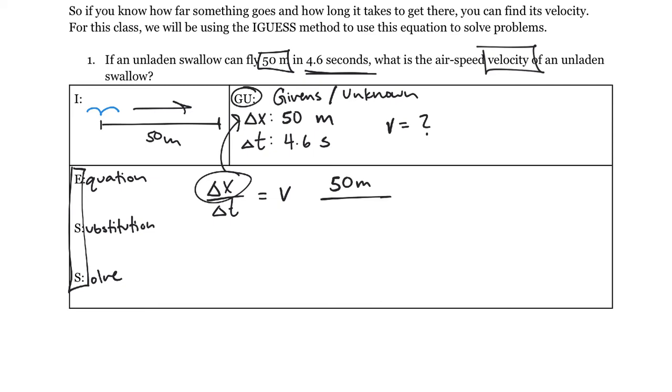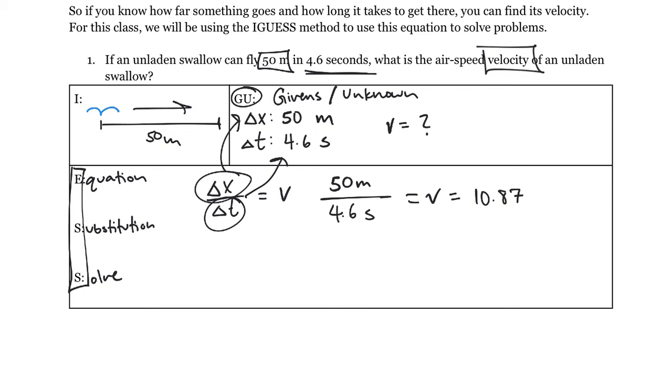And then we do the same thing for delta t. Delta t is 4.6 seconds. So instead of delta t, we'll write 4.6 seconds. And that equals velocity. So we'll go ahead and divide those up to get a numerical answer. And when you divide that using a calculator, you do not have to work that one out by hand. You get 10.87.